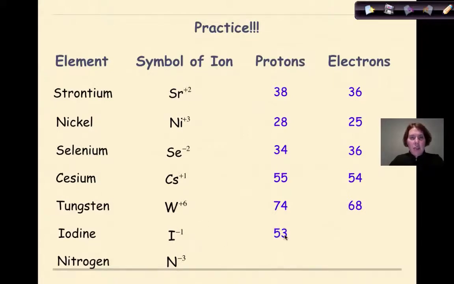Iodine, 53 protons because the atomic number is 53. It's a -1 charge, therefore the number of electrons, 54. And finally, nitrogen, atomic number is 7. It's a -3 charge, therefore the number of electrons, 10. So hopefully you got those right.